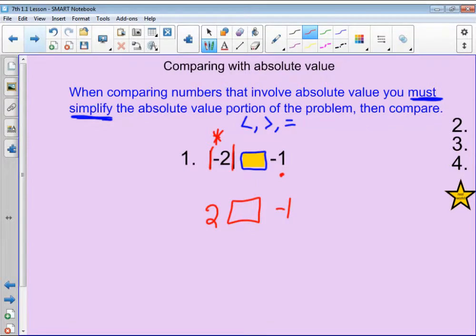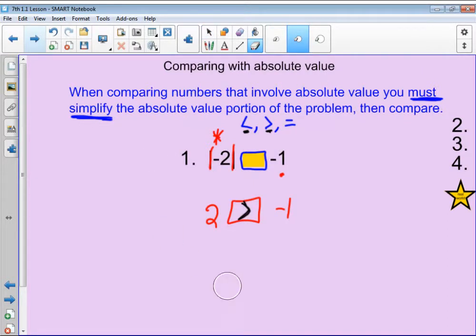Now I'm pretty comfortable with working a positive compared to a negative because I know that positive numbers are always larger. For those of you that get confused with these symbols, don't worry about whether or not you can read them. I lots of times like to think of it as like an alligator mouth, and the open mouth eats the bigger number. So open mouth eats the bigger number. Now I can read this as 2 is greater than -1. So take note, we had to simplify here on the -2 first.